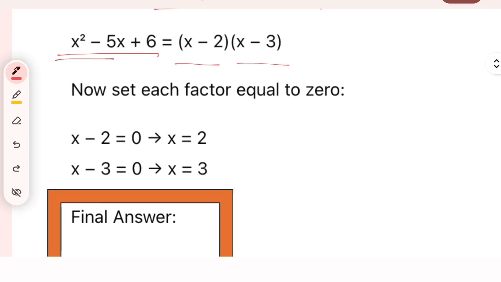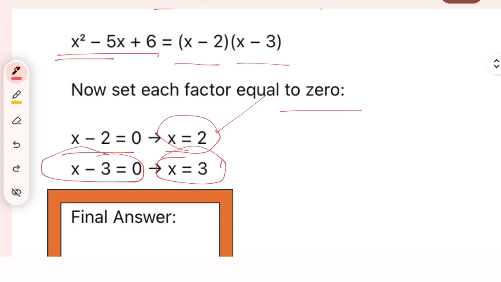Now to solve for x, we simply equate each factor to 0. So we equate x minus 2 to 0 and solve for x. The x is equal to 2. Equate x minus 3 to 0 and solve for x. The other value of x is 3. So as you can see, there are two values of x. One is 2, the other value is 3.